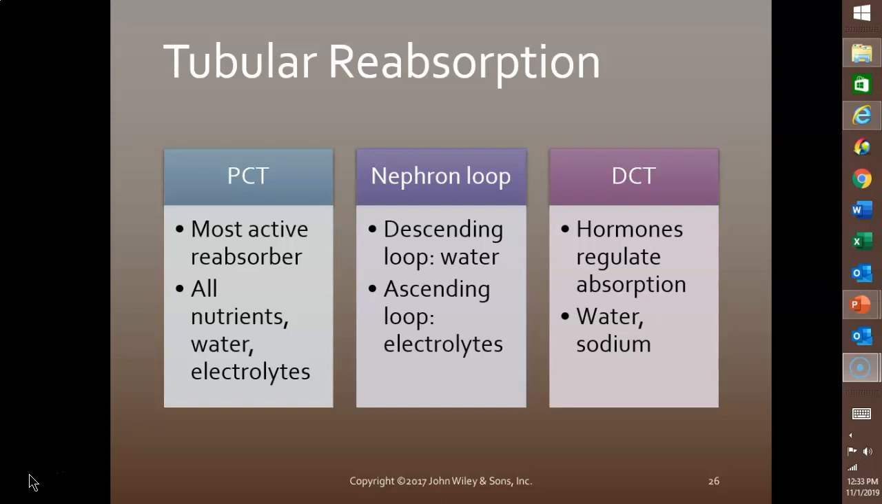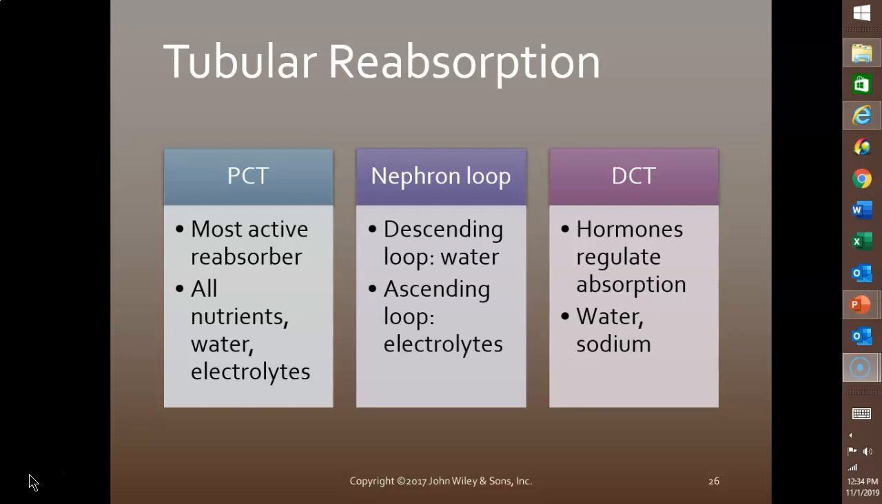tubule. By the time the filtrate reaches the end of the distal convoluted tubule, about 90 to 95% of the filtered solutes in the water have returned to the bloodstream. So it began in the filtrate, we've resorbed, about 90 to 95% has been removed.